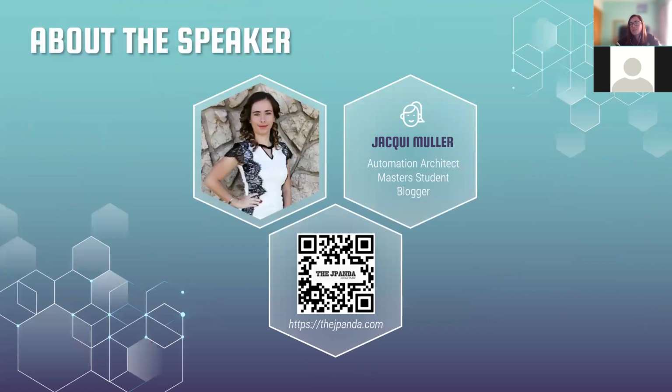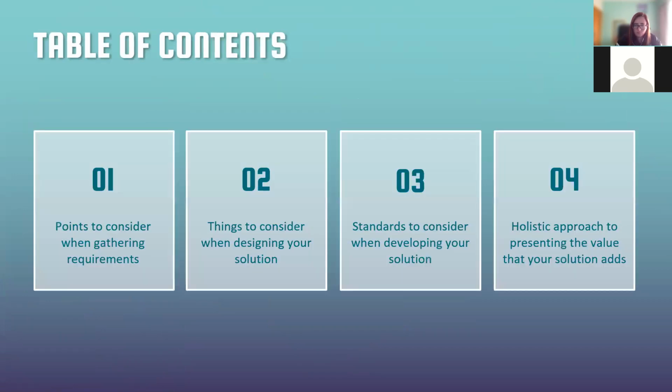My name is Jackie Miller. I'm an automation architect at Dimension Data. I'm also doing my master's in computer science, and I am a blogger. The things that I generally blog about are more in line with data and automation topics, and some of the things that I focus on are how to use platforms like UiPath, .NET Core, Python, SQL Server, and the Microsoft Power Platform.